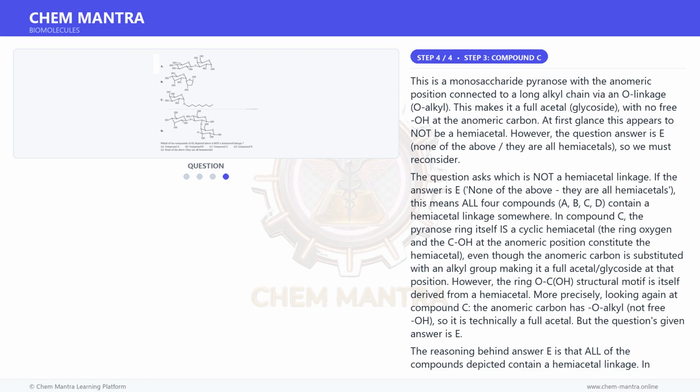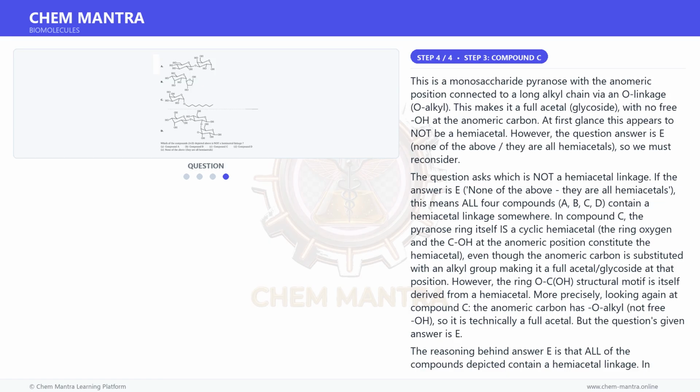More precisely, looking again at compound C, the anomeric carbon has O-alkyl, not free OH, so it is technically a full acetal. But the question's given answer is E. The reasoning behind answer E is that all of the compounds depicted contain a hemiacetal linkage. In compound A, the right side sugar has a free anomeric OH, equal to hemiacetal. In compound B, the furanose unit has a free anomeric OH, equal to hemiacetal.